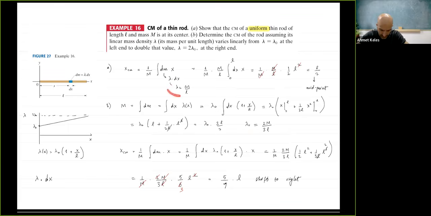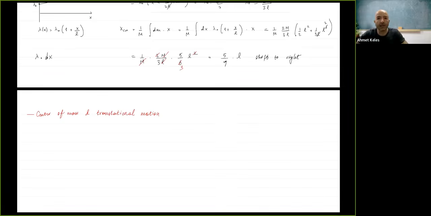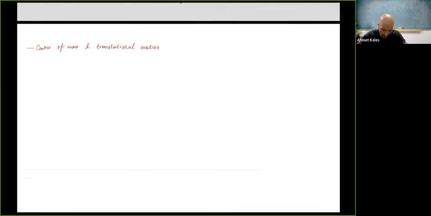For A, it was uniform, right? For A, it was total mass divided by total length. It was much simpler. I didn't have to deal with a nasty integral. So here, we have some time. I want to combine this center of mass concept with the translational motion.